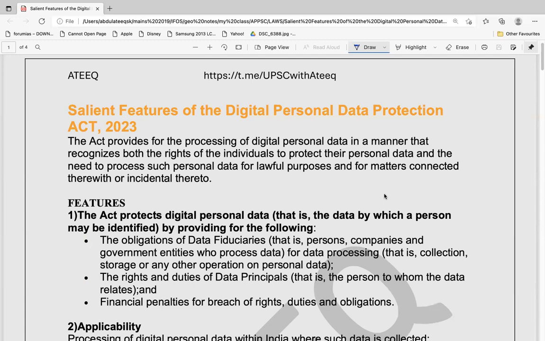Today we are going to discuss a very important topic, that is the Digital Personal Data Protection Act. This is very important for the upcoming prelims exam as well as the mains exam. Let's discuss this topic properly. So what is this Act for?